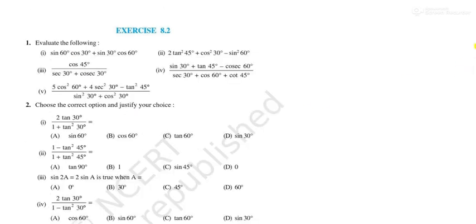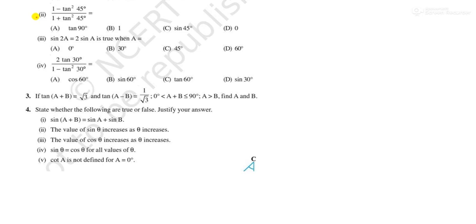Okay, moving to the second question. 1 minus tan 45. So 1 minus 1 square divided by 1 plus 1 square. So this is 0, right? 1 minus 1 is 0 and this is 1. Anything divided by 0, 0 divided by any number is 0 itself. So the answer is option number D.